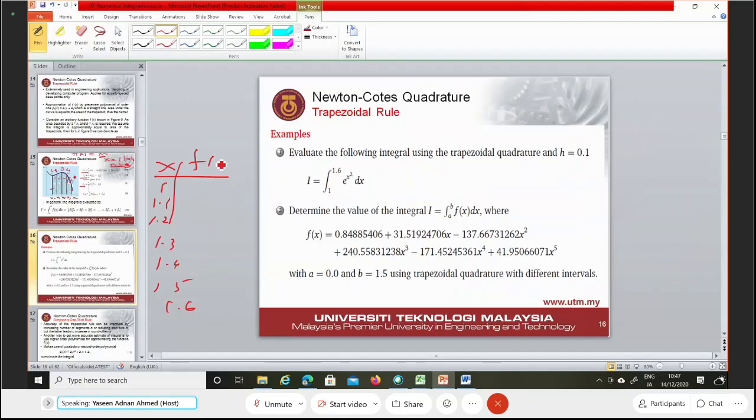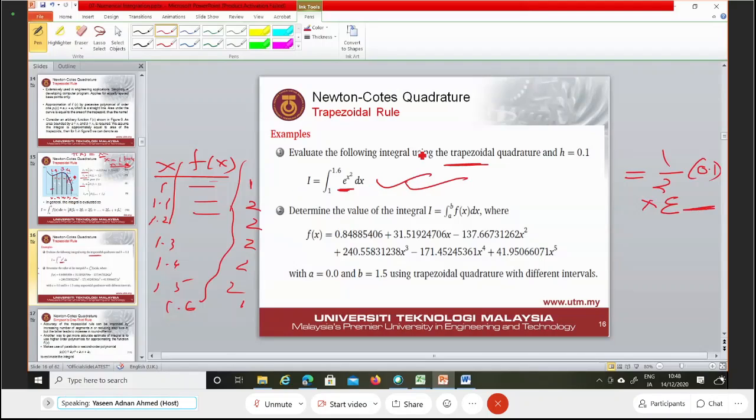Your function, just put the value of x equal to 1. So e to the power, this is your function, right? e to the power 1 square, so e to the power 1. So e to the power 1.1 square, e to the power 1.2 square, e to the power 1.3 square. You write the values. Then you use the multiplier, in this case the trapezoidal rule. So the multiplier for the first and the last will be 1, and all the inside ones will be 2, 2, 2. Get the product, the sum of the products, and your result will be half of h, in this case 0.1, multiplied by the summation of the products. So that will be your answer.